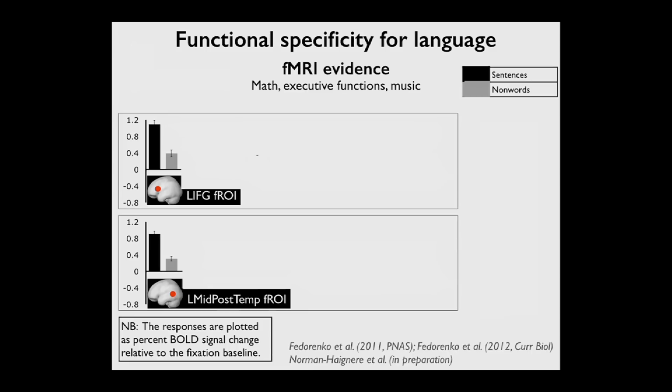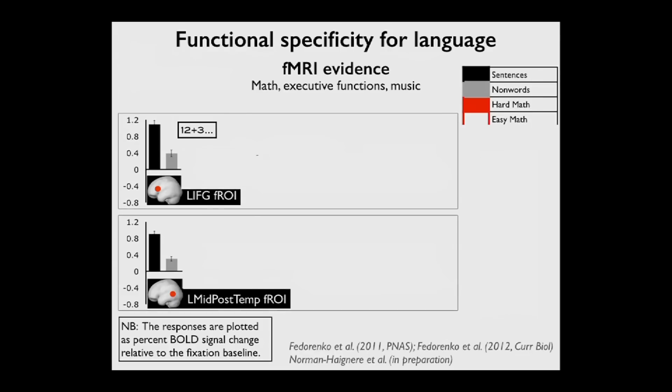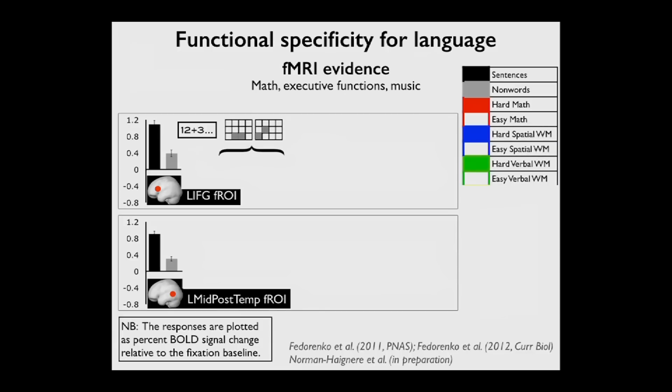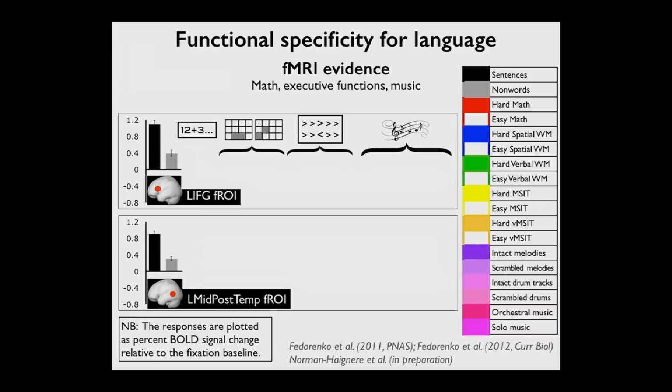In black and gray, I show you the responses to the two localizer conditions, sentences and non-words, and these are estimated in data that's not used for defining these regions. So we divide the data in half, use half of the data to define the regions, and then the other half to quantify their responses. And I will now show you how these regions respond when people are asked to do some simple arithmetic additions, perform a series of executive function tasks, like, for example, hold a set of spatial locations in working memory, or perform this classic flanker task, or listen to various musical stimuli.